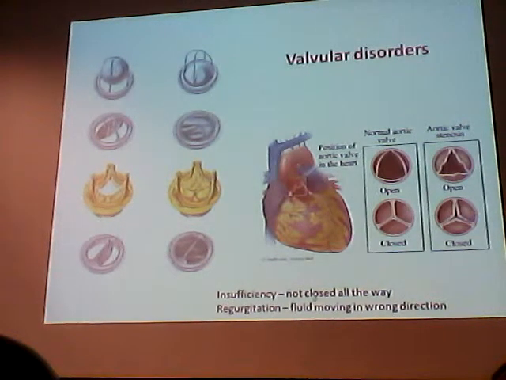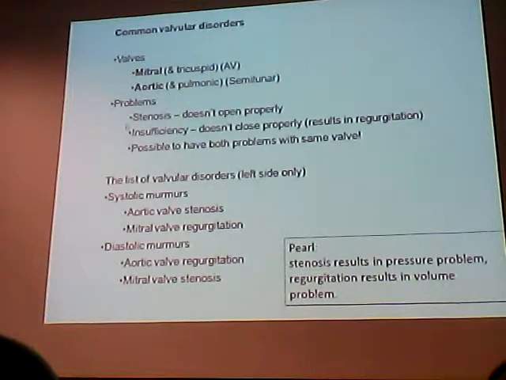So valvular disorders, you've got either an insufficiency or a regurgitation. So insufficiency refers to something doesn't completely close like it should. Regurgitation is when the fluid moves in the wrong direction. So we'll get more in detail, but this slide is just prefacing what's going to come, but you have to be able to know the difference between the mitral, which is the equivalent of the tricuspid on the right side, an AV valve, versus the aortic, which is the equivalent of the pulmonic, the semilunar valve on the right side.